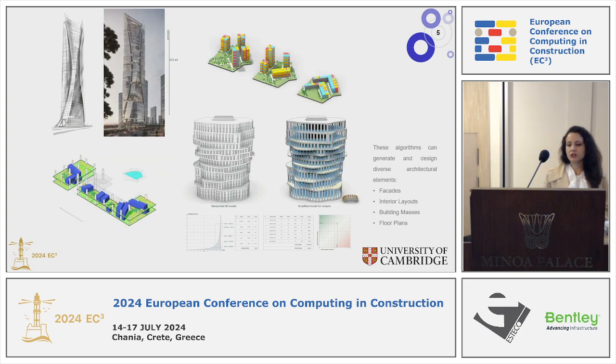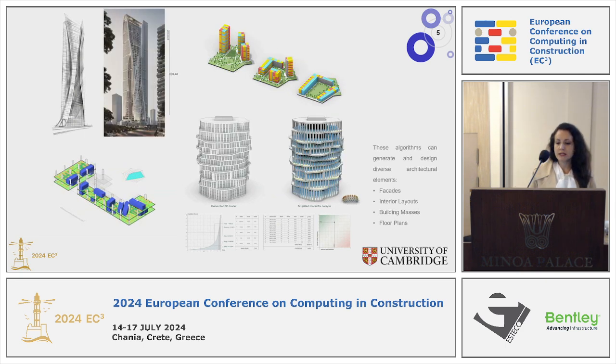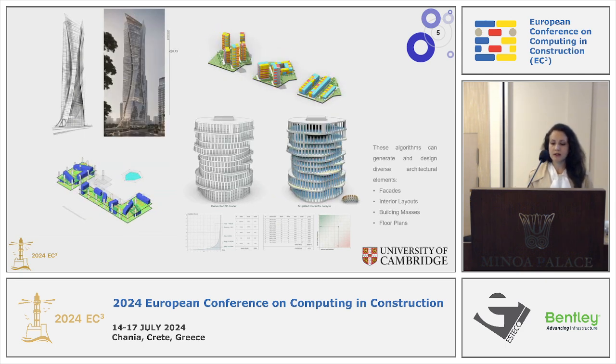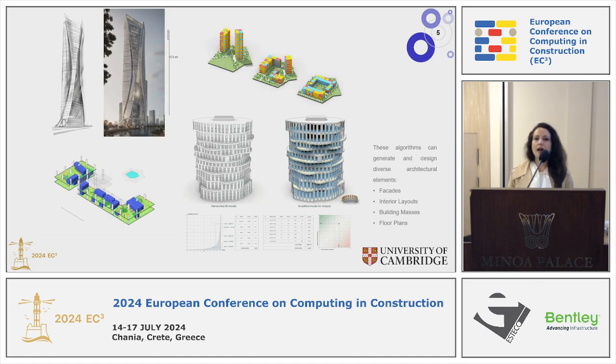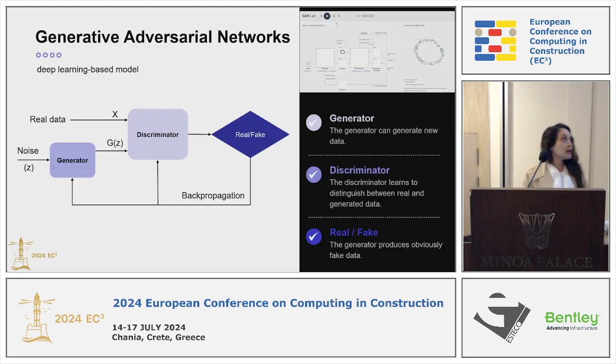These algorithms can generate and design diverse architectural and structural elements, including facades, interior layouts, building masses, and floor plans. One efficient algorithm is generative adversarial network, which is based on a deep learning model, and it has two main components, generator and discriminator. The generator can generate new designs, and the discriminator learns to distinguish between real and fake data.